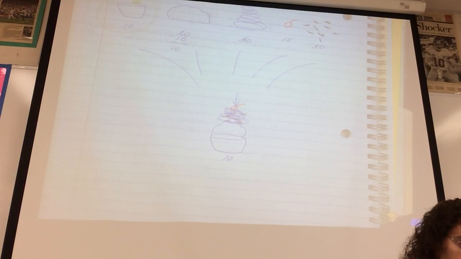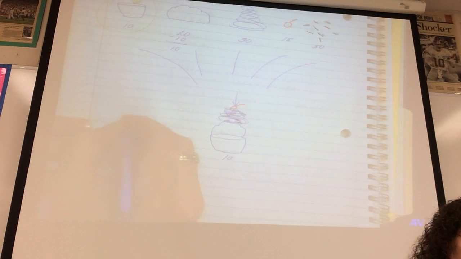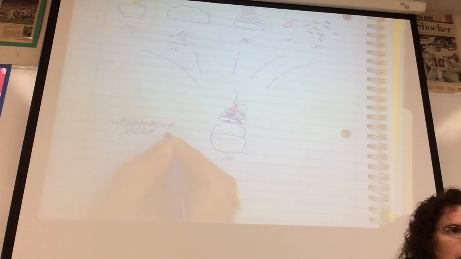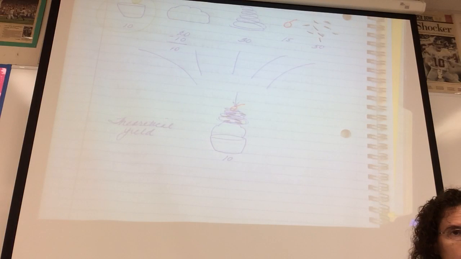Now, the amount of product you can make is known as the theoretical yield. The theoretical yield is the amount of one product that can be generated. It's the amount that should be generated, what you would generate in a perfect world.